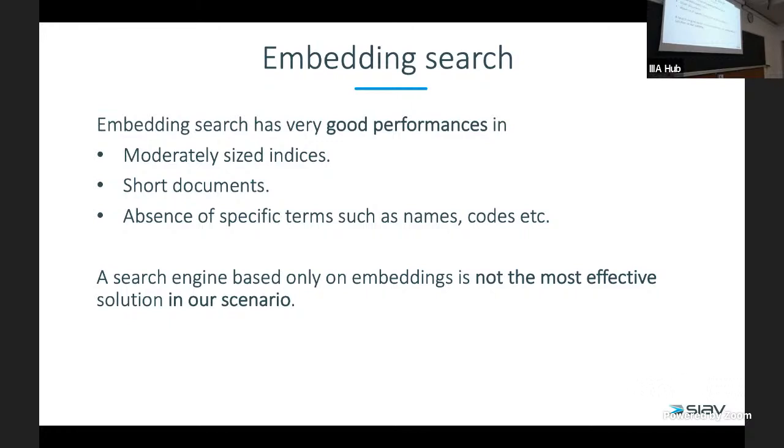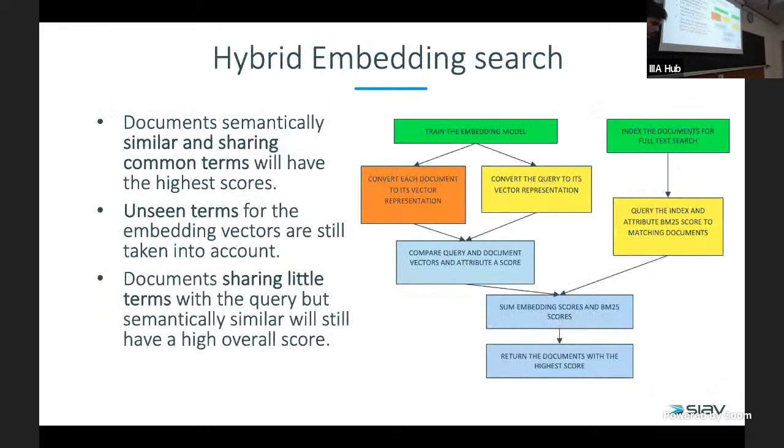So if you're searching among the paragraphs of a Wikipedia page, this might be a very good solution. However, in our system, where this scenario is not met, a search engine which is based only on embedding search is likely not the most effective solution. And this is both due to the results returned and the performances. So to deal with these issues, we have to propose a new solution.